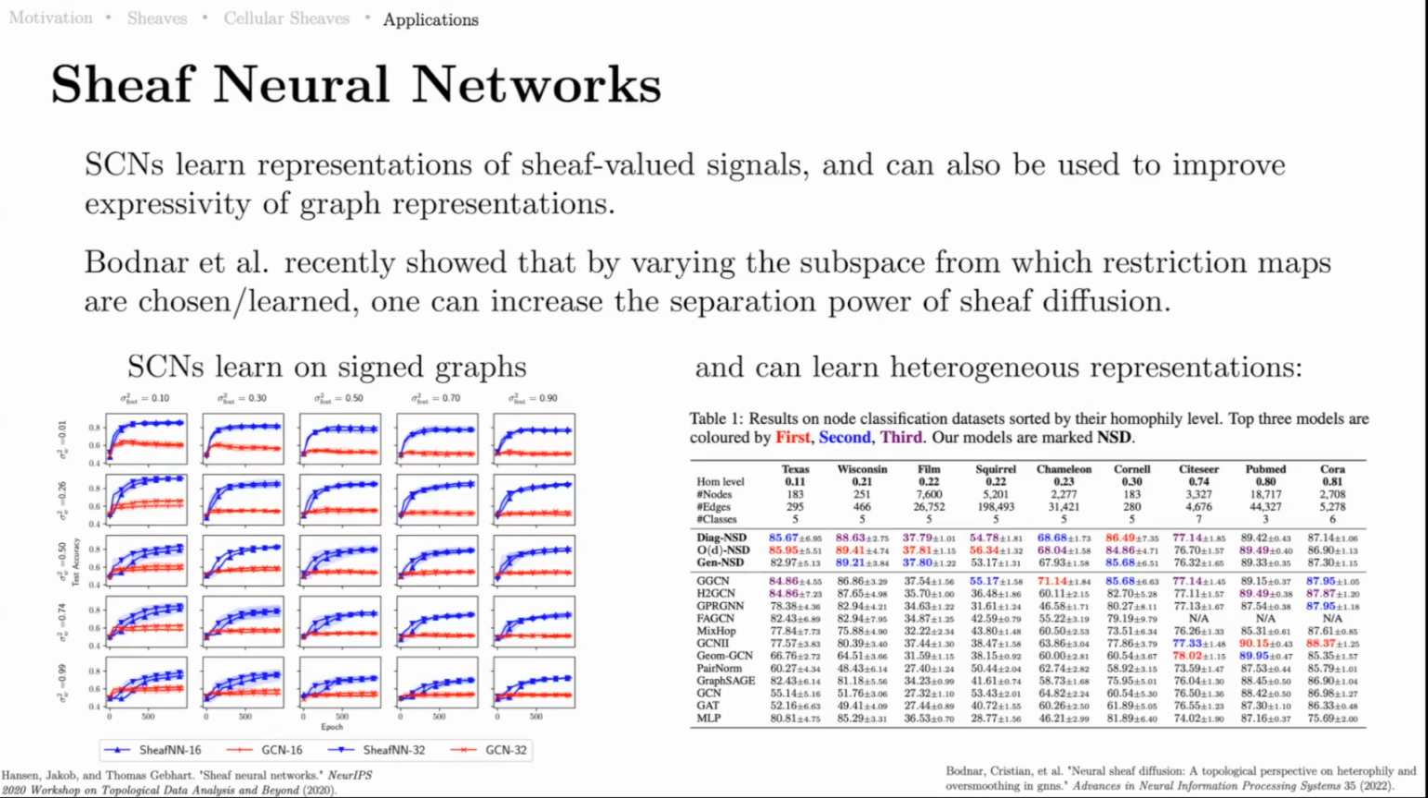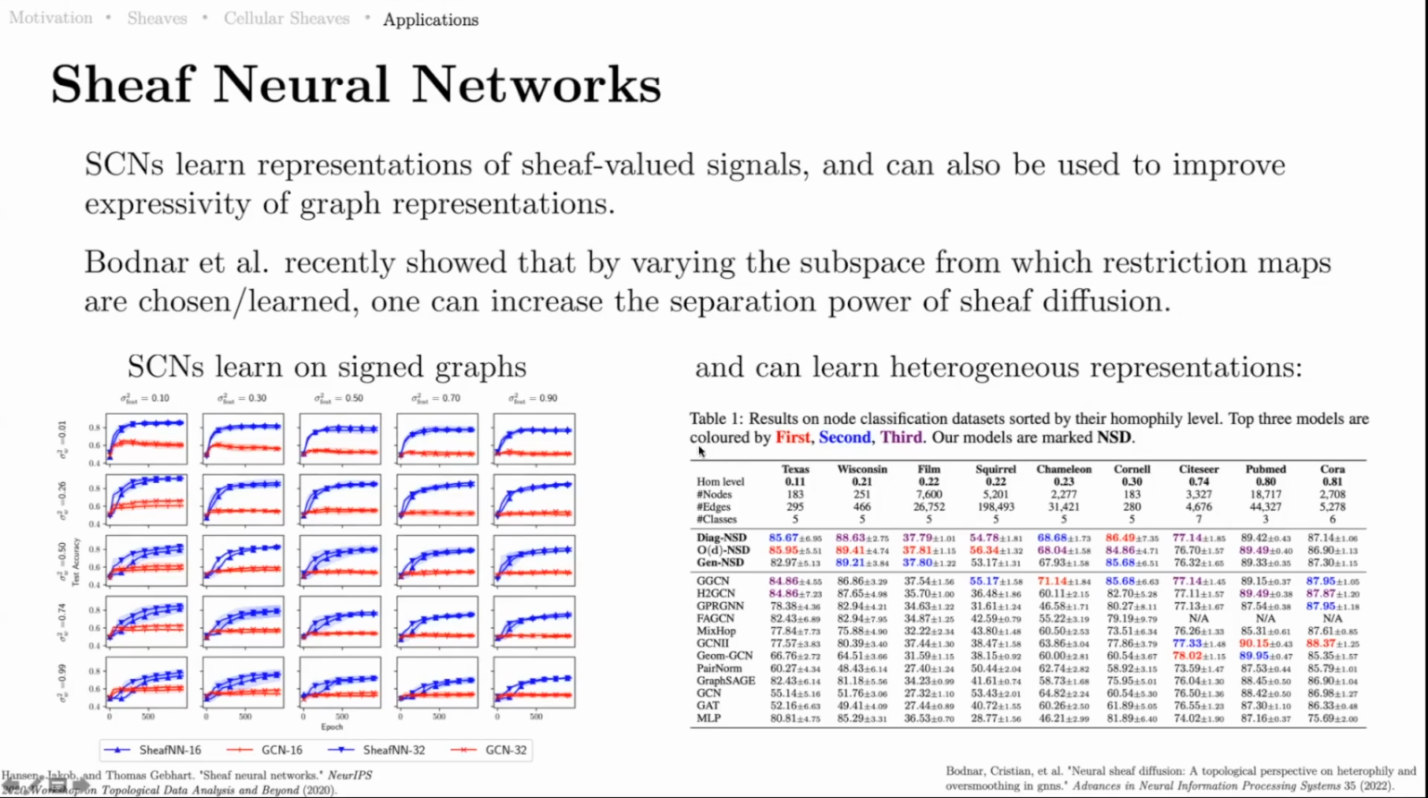So for example, we showed in our original sheaf neural networks paper that if you have a signed graph where the class of a vertex is dependent on the sign or the typing on the edge, you'll get basically random performance from graph convolutional neural networks, but you actually can learn this within a sheaf.